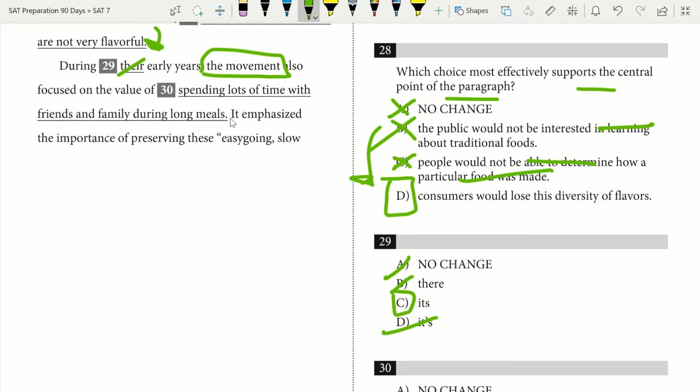"During its early years, the movement also focused on the value of spending lots of time with friends and family during long meals, emphasizing the importance."